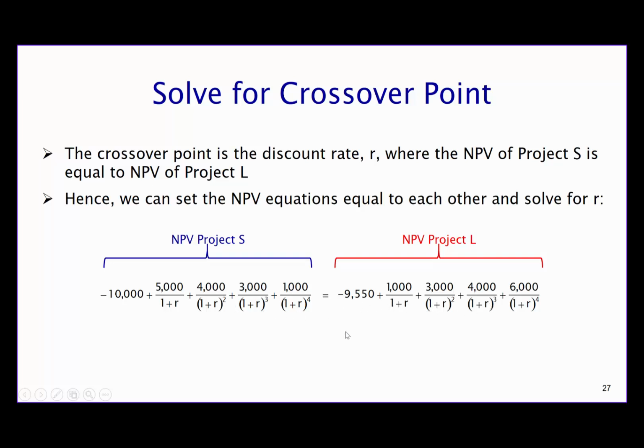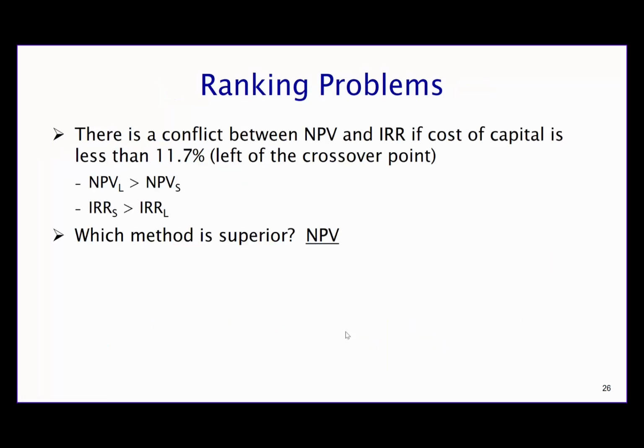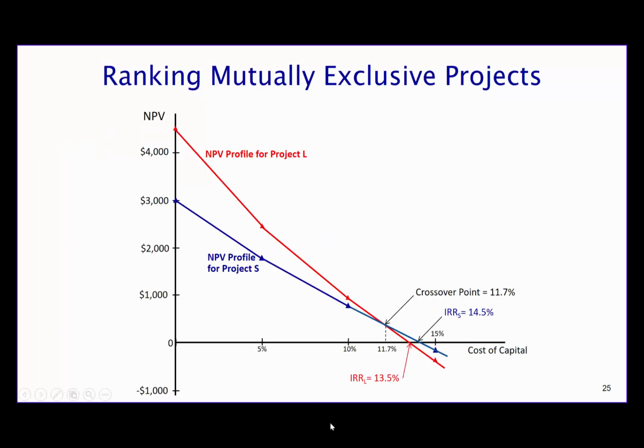Well, what's true at the crossover point? What's true at the crossover point is that the NPVs are equal, right? Right there where they intersect, that's the same NPV. I don't know what it is, but it's the same NPV. Solve for the discount rate that makes NPV equal for each project.